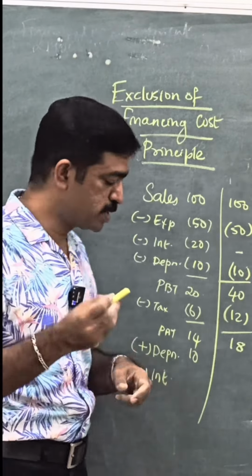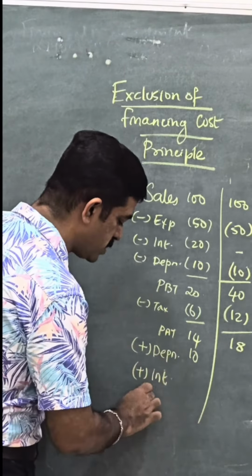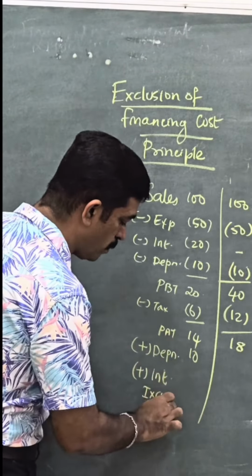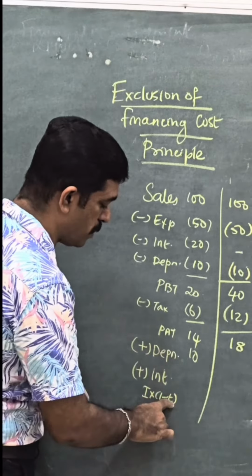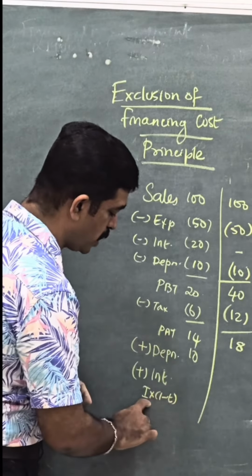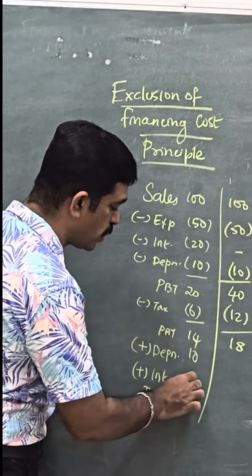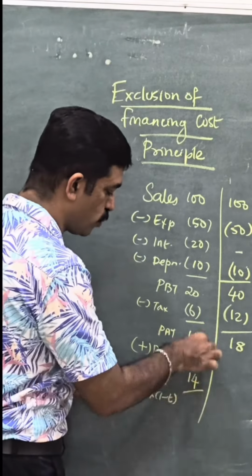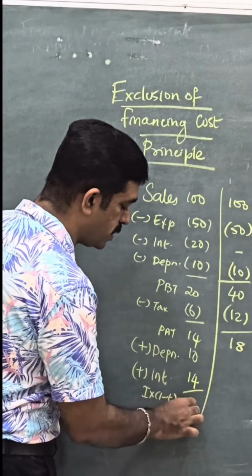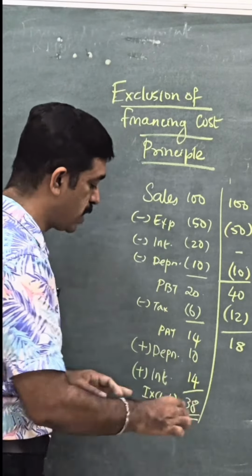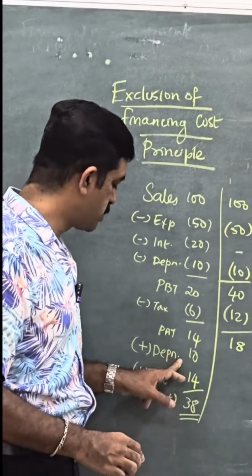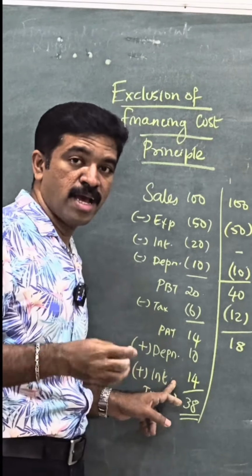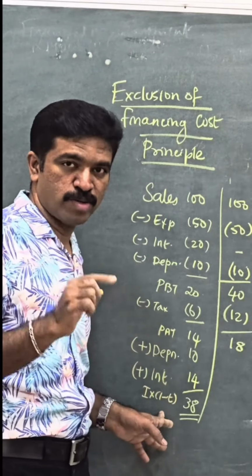How do I do that? It is very simple. Take interest, multiply it with 1 minus t, that is the tax rate. So in this case, interest is 20, multiply it with 1 minus 30%, so you will get 70%. 20 into 70%, you will get 14. So just take this total, all the three. So you get 38, and that is going to be the cash flow after tax adjusted for depreciation and interest after considering the tax effect on interest.